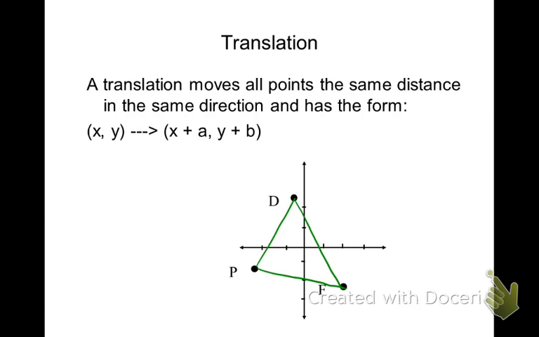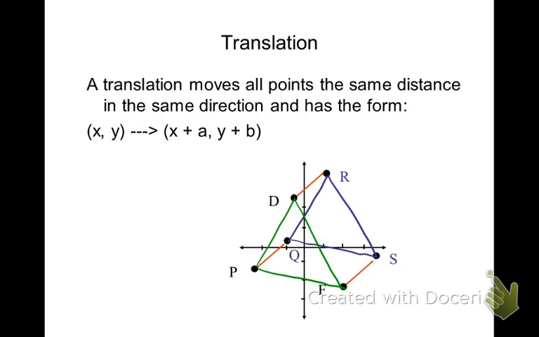So here we have a triangle. I'm going to call it triangle PDF. And we're going to move this triangle in the direction of the red arrows. And the image of PDF is going to become QRS. And that is a translation.